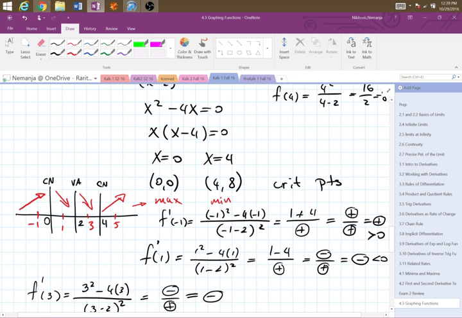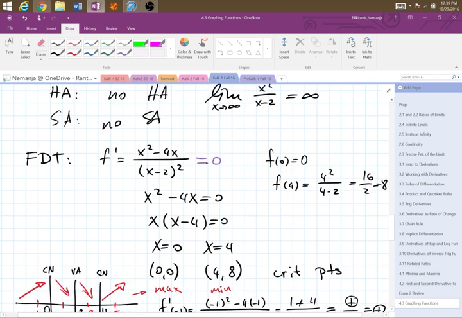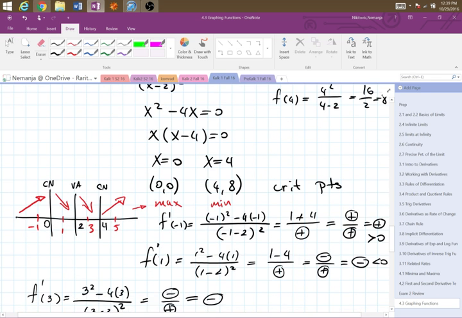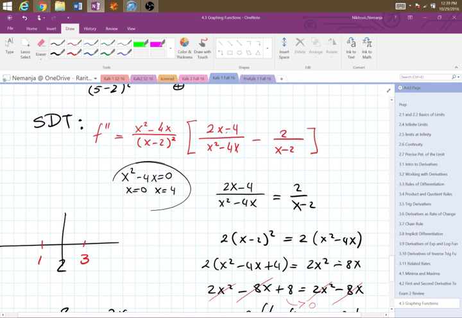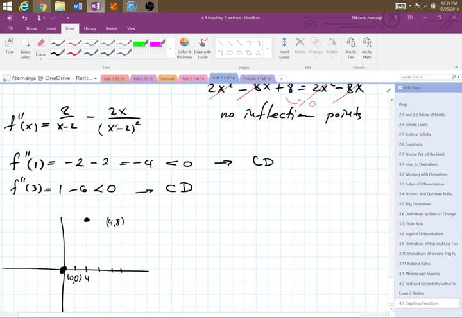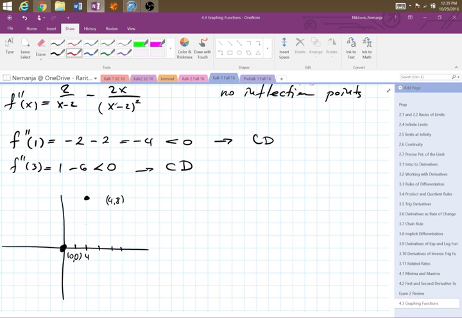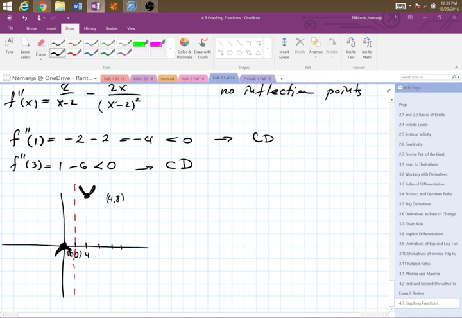We have 0, 0 to be what? Max. So I need to put my vertical asymptote at 2. This needs to be a max, so it's a frown. And this needs to be a min, so it's a smiley.